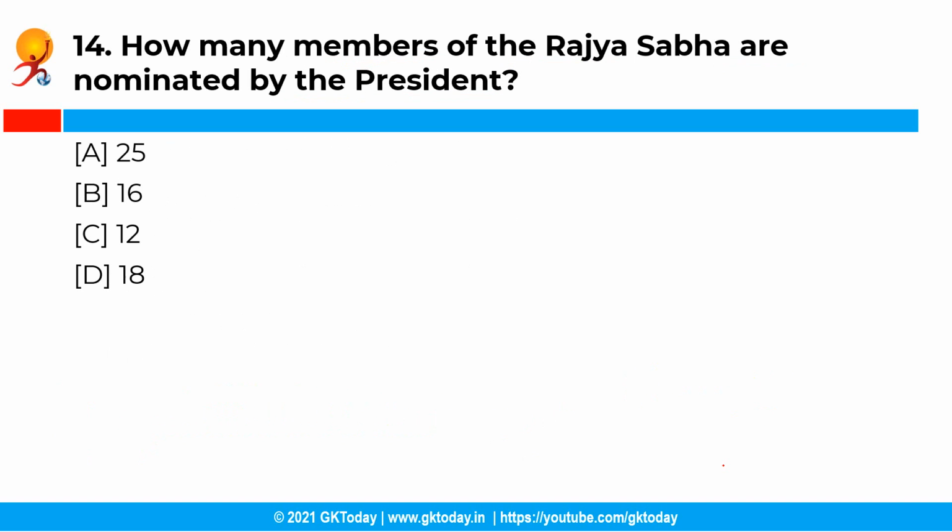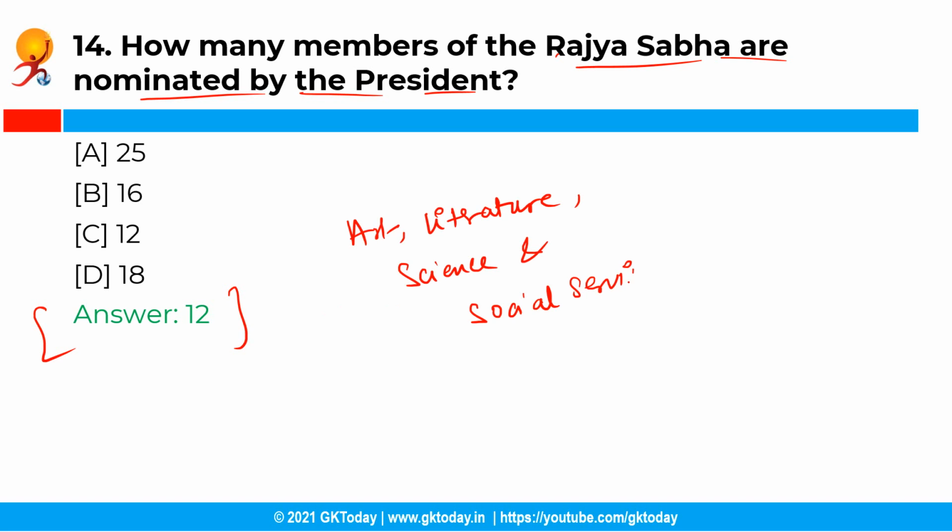The next question is, how many members of the Rajya Sabha are nominated by the President? So you have the following options and the correct answer is option C, that is 12. So 12 members are nominated to the Rajya Sabha by the President from people having special knowledge or practical experience in art, literature, science and social service.